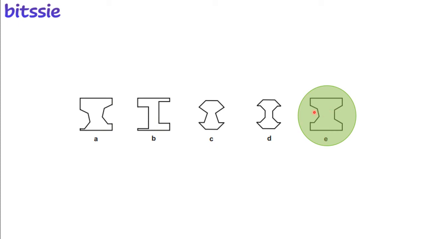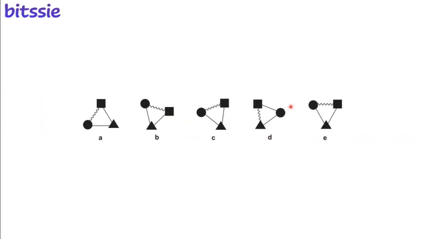Next, let's look at question 4. Here we have some squares, circles, and triangles combined by straight lines and one wiggly line. Let's look at the number of squares, circles, and triangles in each. Well, in A, B, C, D, and E, we have 1 square each. We have 1 circle each, and we have 1 triangle each. So we know it's not the shapes that we have a problem with.